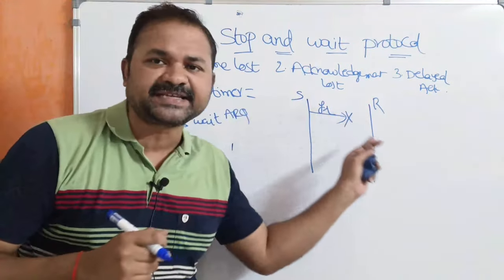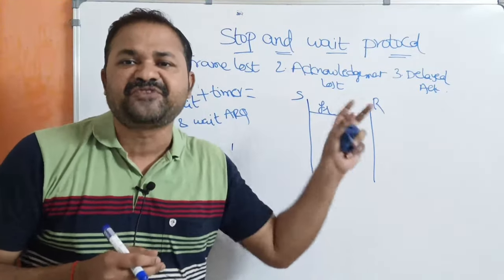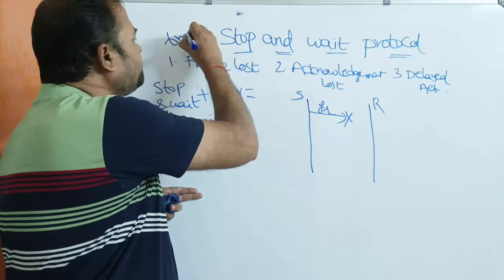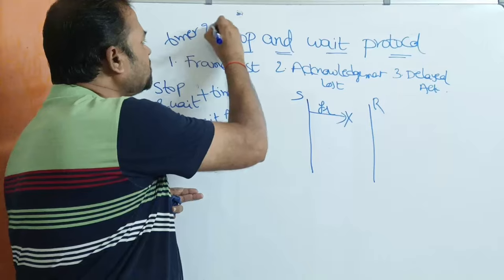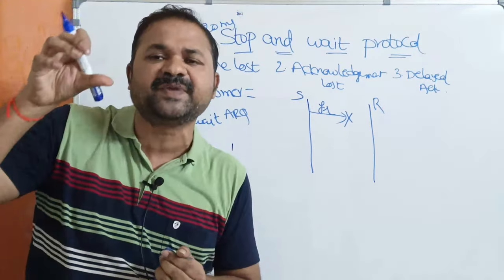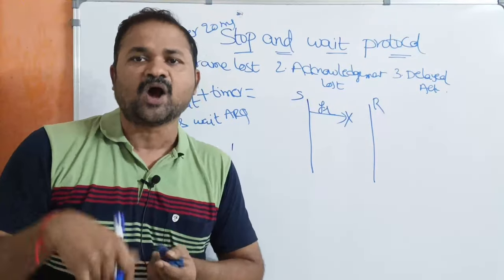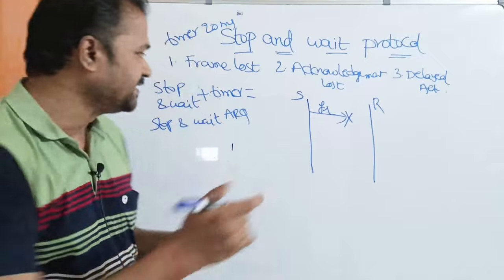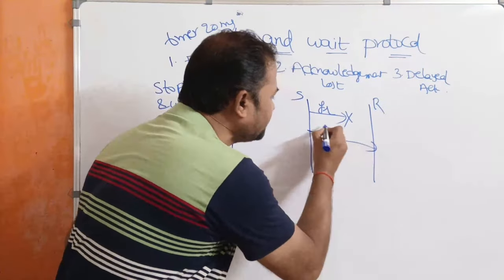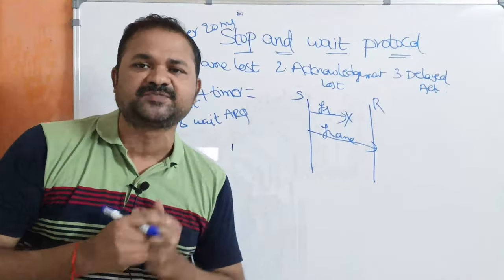Here the sender sends a frame to the receiver, but that frame is lost. Every frame will have a timer. Timer means some time period. Let that time period be 20 milliseconds. So the sender will wait for the acknowledgement from the receiver for 20 milliseconds only. After that time period expires, the sender sends the same frame to the receiver once again. In this way we can solve this problem.